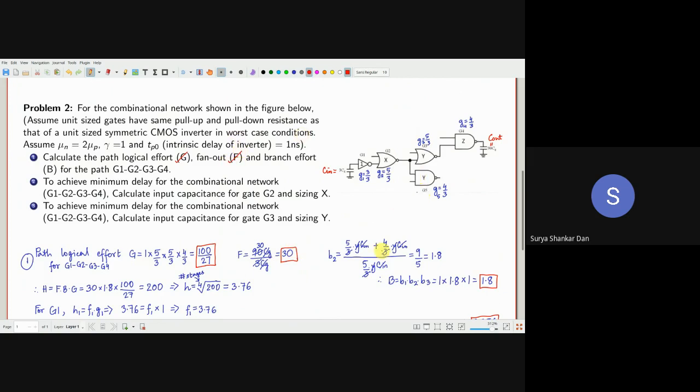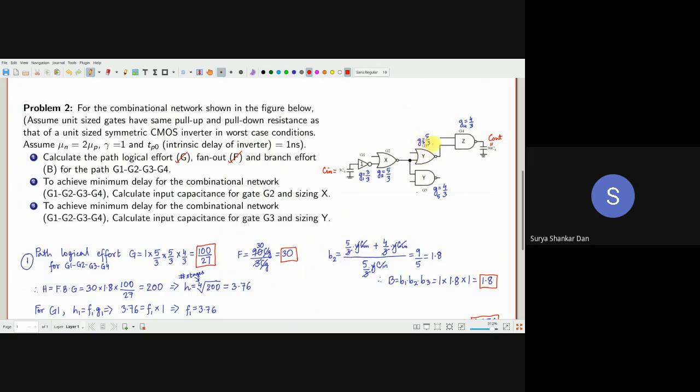Branch effort. Okay. So for the branch effort, you have to find out the various branching involved. So if you look at this, in the first, all the rest, there is no branching. So B1, B2, B3, B4, these are all one, except this particular stage where there is a branching. So let me call it B2.